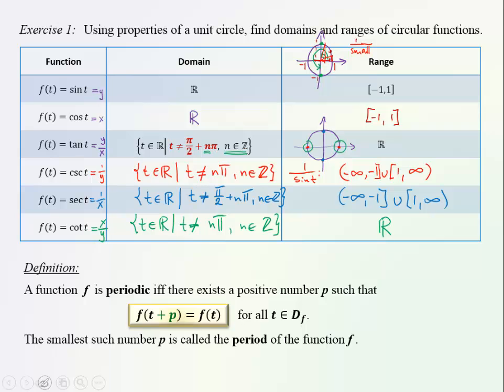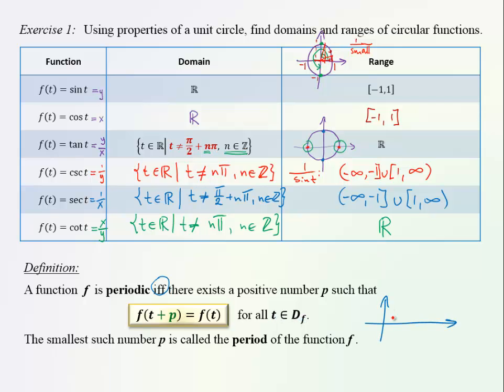We mentioned before that our circular functions are actually periodic. What does this mean formally? A function f is periodic if and only if there exists a positive number p such that the value of the function at t plus this p is equal to the value of the function at t. And that happens for all t's from the domain of the function.